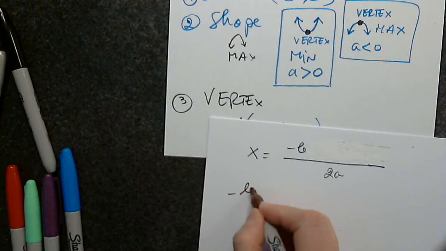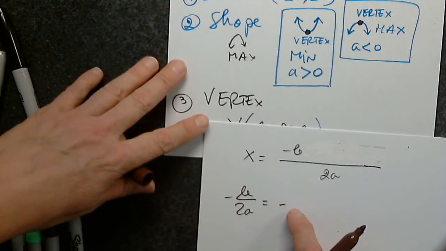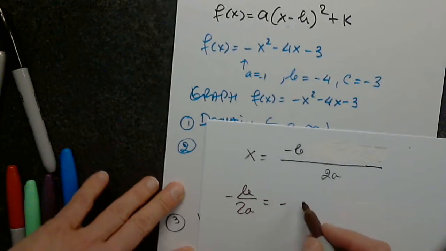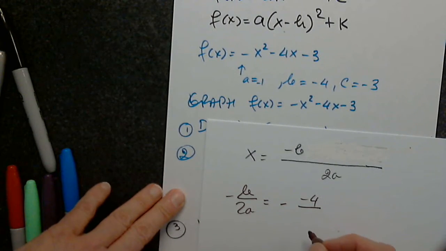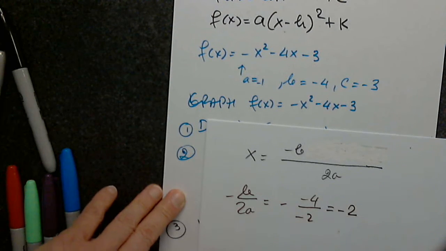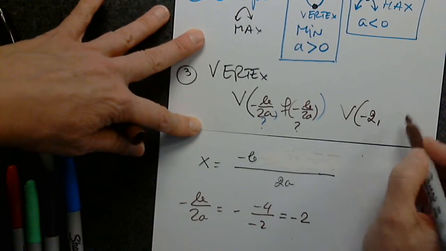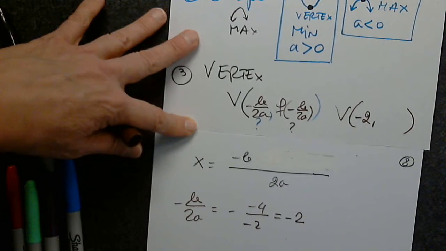So how much is negative b over 2a? Negative stays in the formula. How much is b? Negative 4. Good. How much is 2 times a? Negative 2. I see 3 negatives. The answer will be negative, -2. Very good. So now I have that the vertex has -2 as the x coordinate.